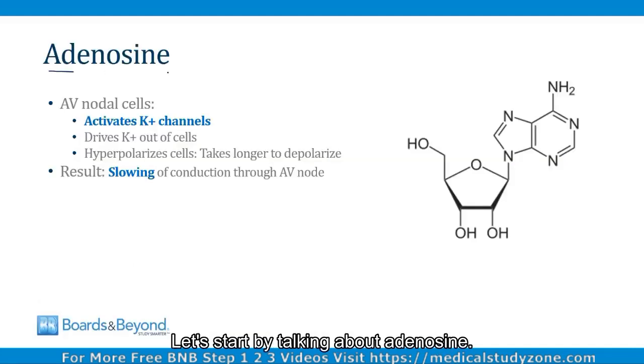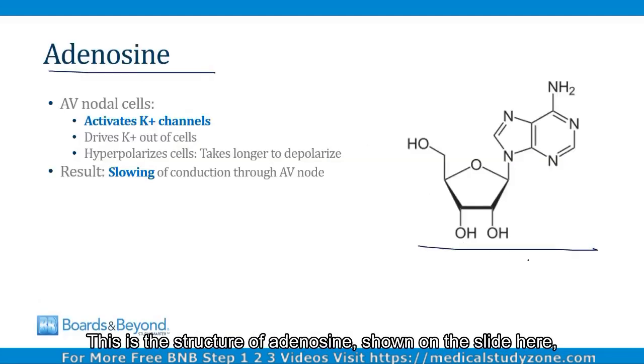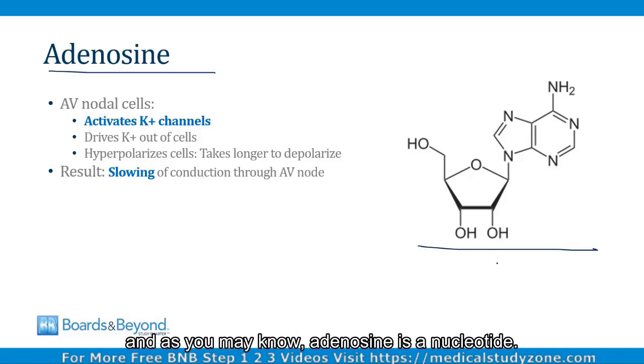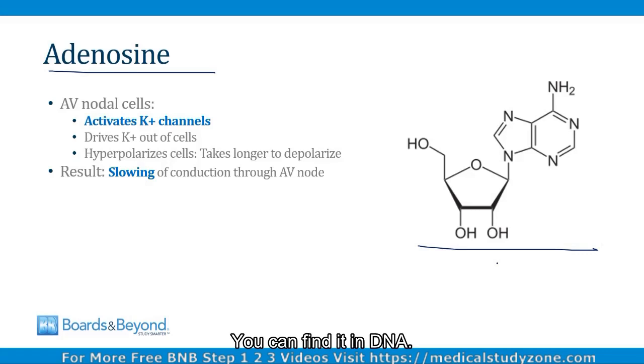Let's start by talking about adenosine. This is the structure of adenosine shown on the slide here. And as you may know, adenosine is a nucleotide. You can find it in DNA.